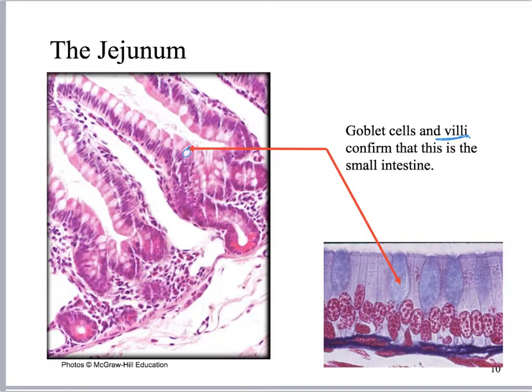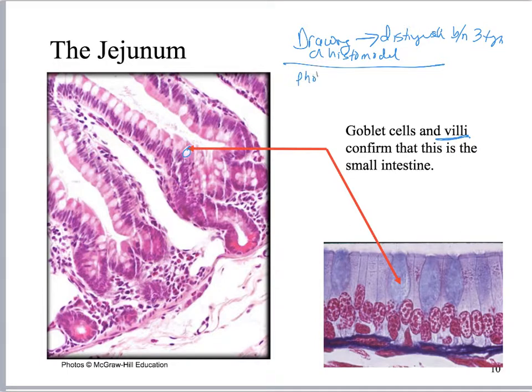If it is a drawing or a histology model, you need to distinguish between the three types, okay? Distinguish, wow, what kind of handwriting is that? Probably get tired of me saying that, between three types, okay? However, if it's a photomicrograph, all right, I don't care, you can just put small intestines.